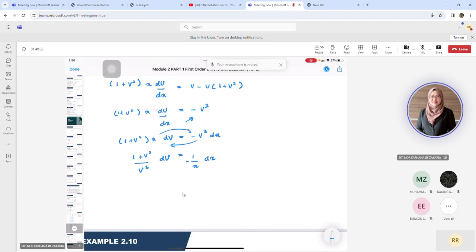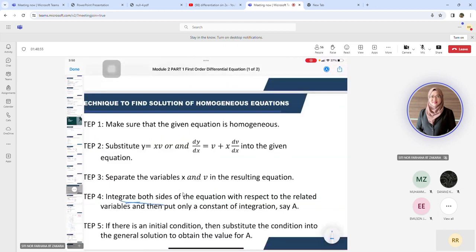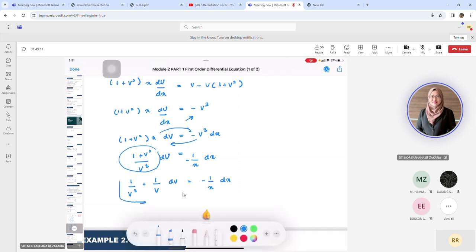Or this one, we also can write it as 1 over v power of 3 plus 1 over v dv. Why I choose to separate this one like this form? Because the next step, you need to integrate both sides. So integration will become complex if you integrate in this form, correct? So bila you try to simplify and you form your equation in this form, it's easy for you to integrate. Betul tak?